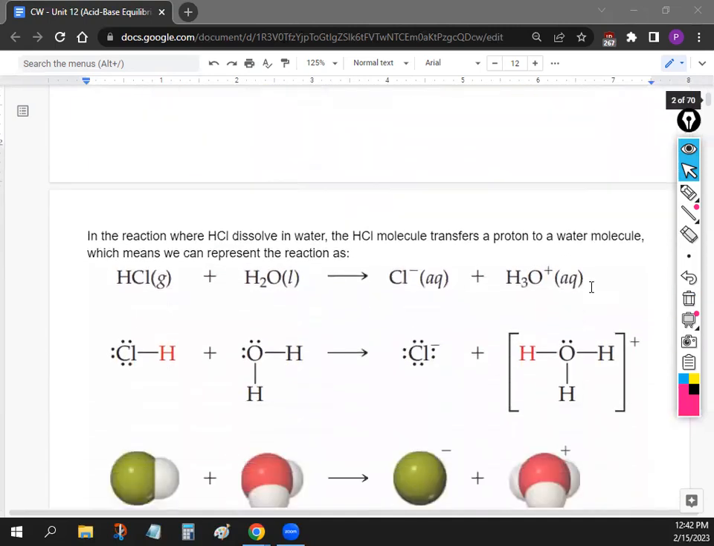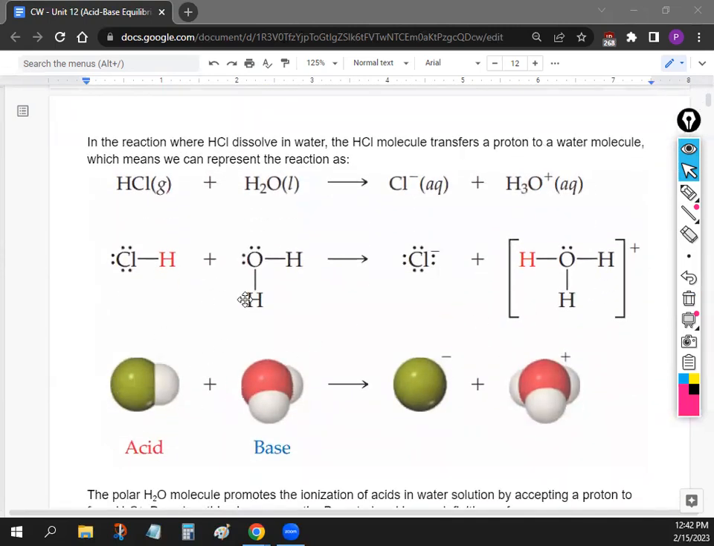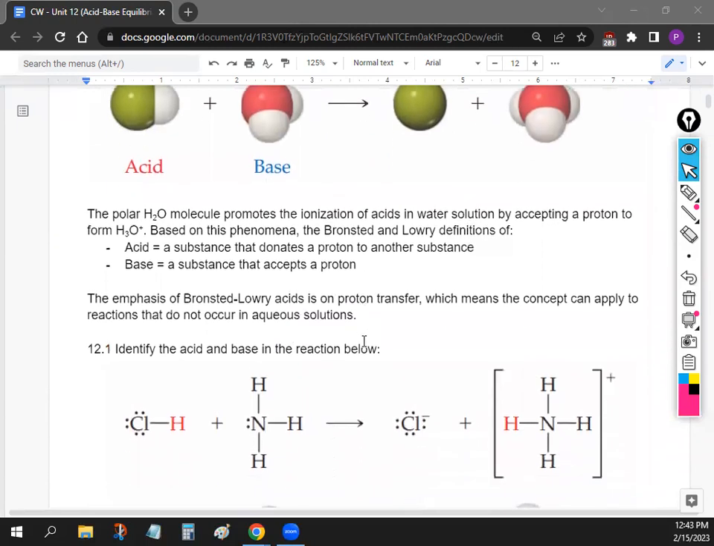All right, so if we look at this equation right here, this is just what we looked at. HCl is going to give H plus to water, so it's going to be the acid. Water is going to receive an H plus, and that's why it's a base. Just basically what we talked about. It's that red one. The red one gets transferred from HCl to water. So that's one of the other definitions, and I have it written down, what we just wrote.